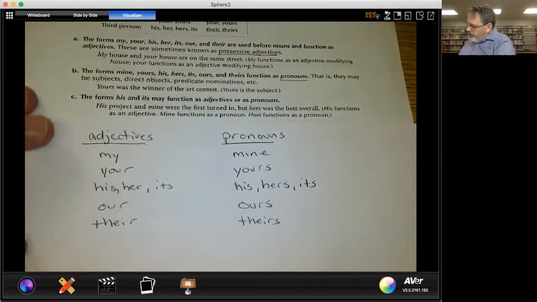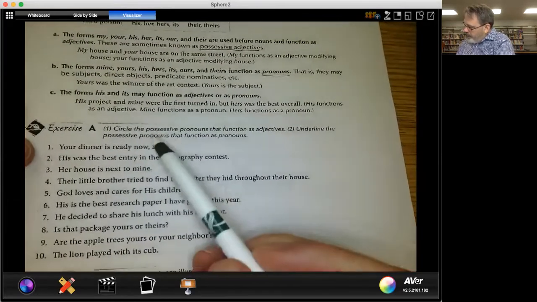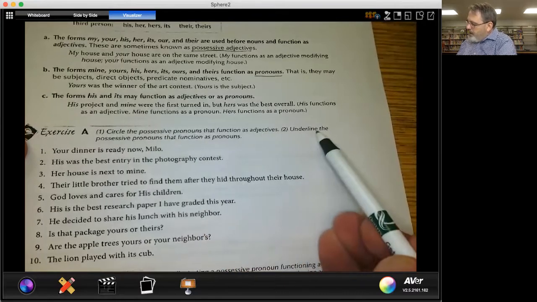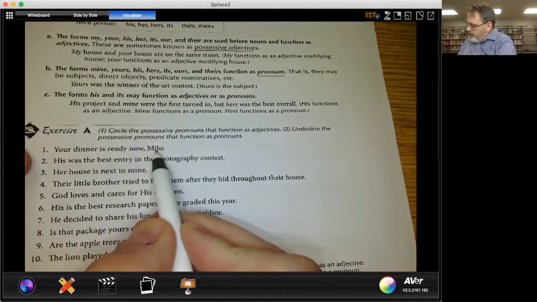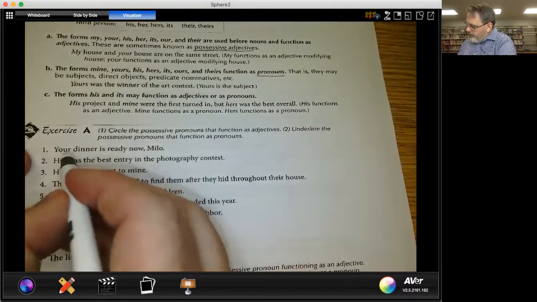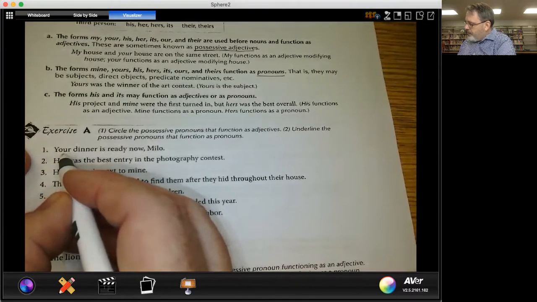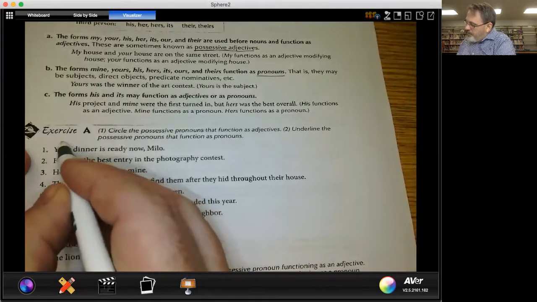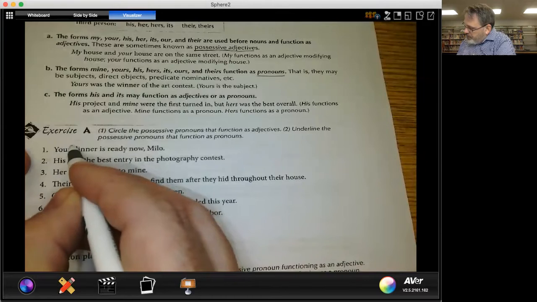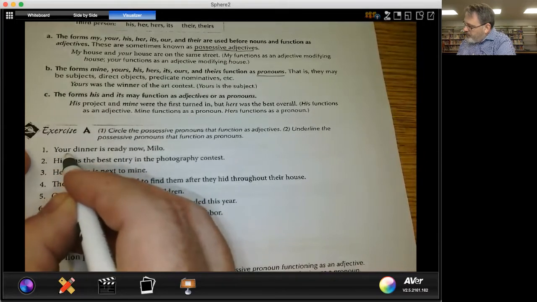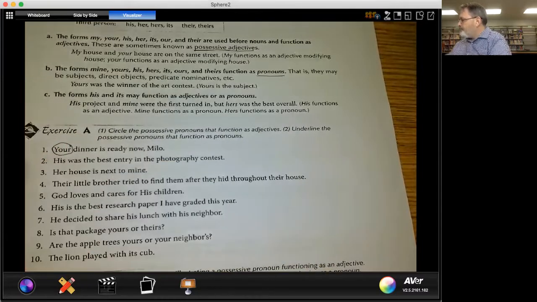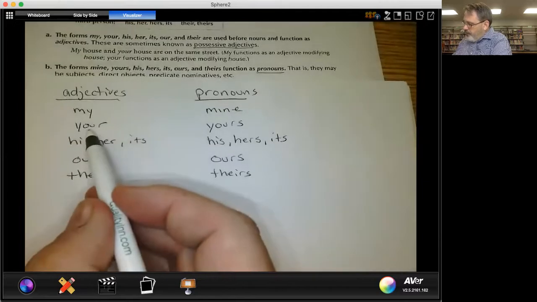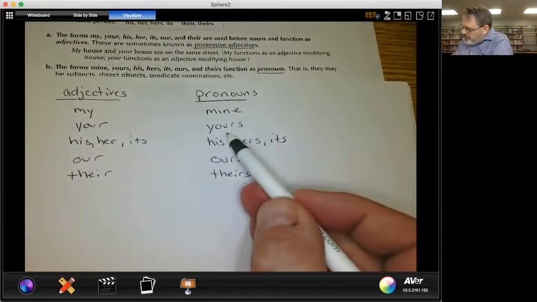Okay. Let's look at exercise A. It says circle the possessive pronouns that function as adjectives. Underline the possessive pronouns that function as pronouns. Your dinner is ready now, Milo. All right, so the pronoun is your. So put a circle if it's an adjective and put an underline if it's being used as a pronoun. Well, we can tell that it's describing whose dinner, right? So that's clearly an adjective. We knew it was an adjective because it's in our list that way. Because yours is the pronoun.